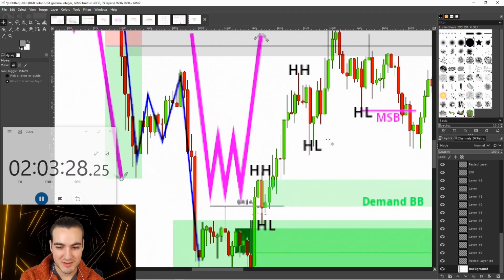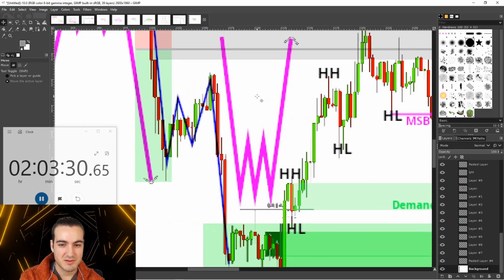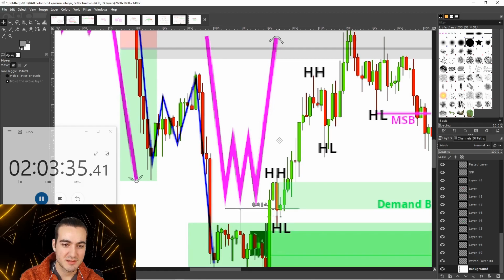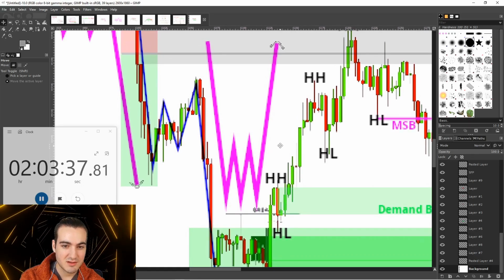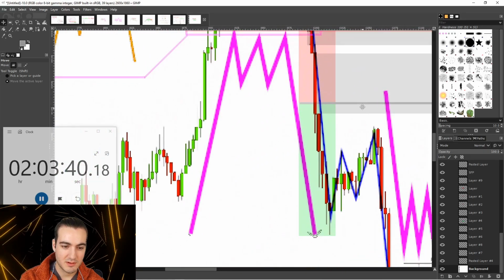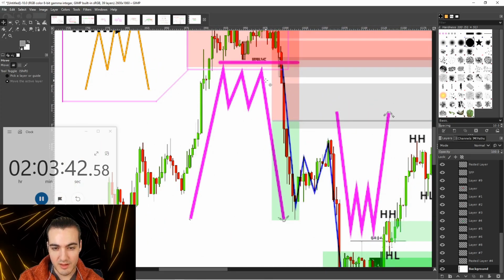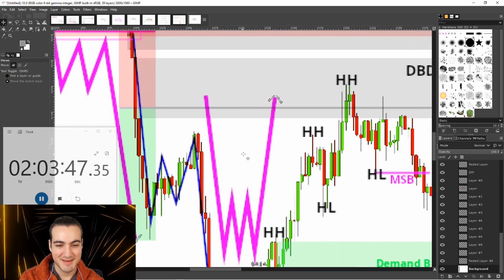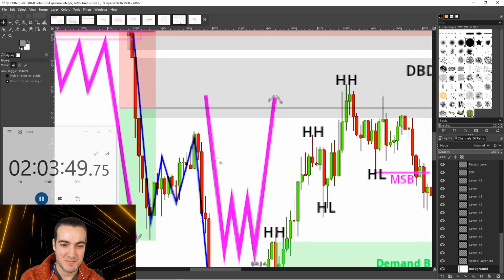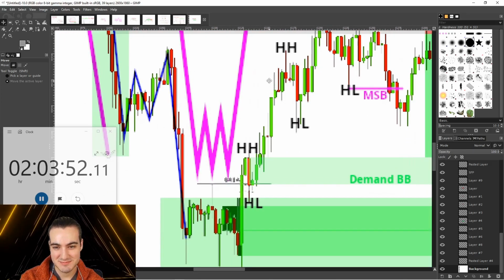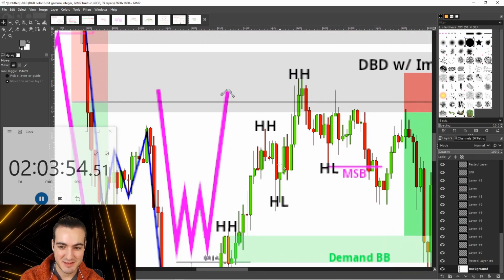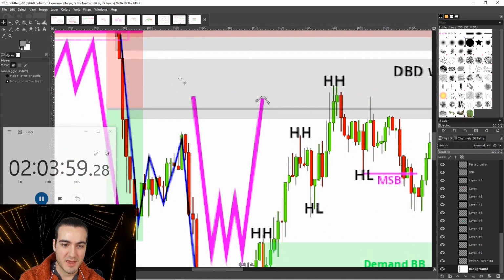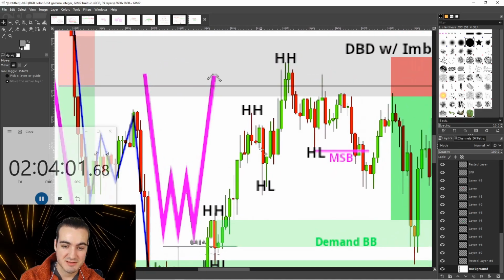So coming through here, I started to look at this drop base drop as something that I would be more interested in because it's likely to play out before the rally base drop plays out, because it's smaller and we only have to come up, not so much, I would say. Price doesn't have to come all the way up here. It can just come up to this imbalance, which is what it ends up doing.